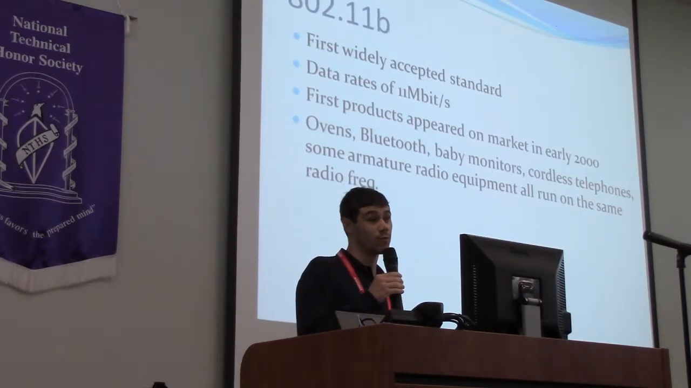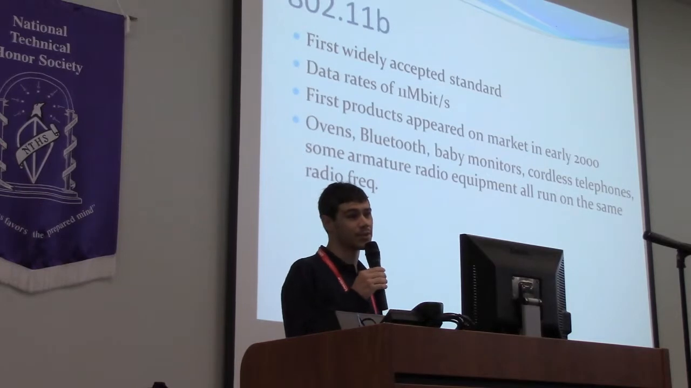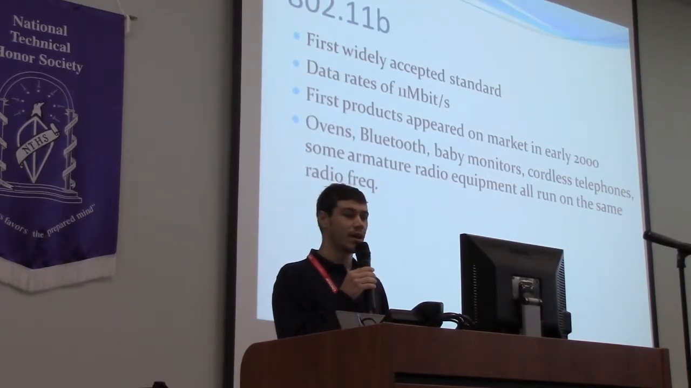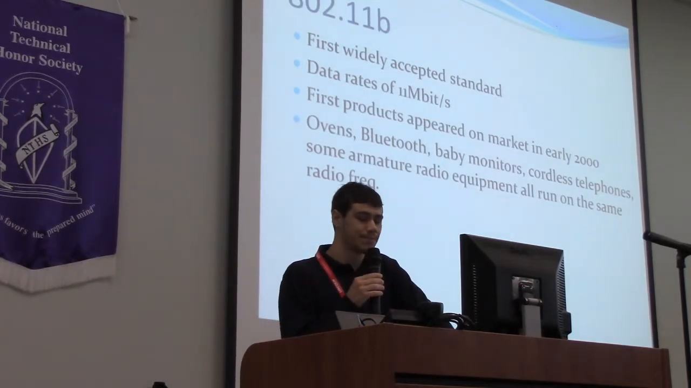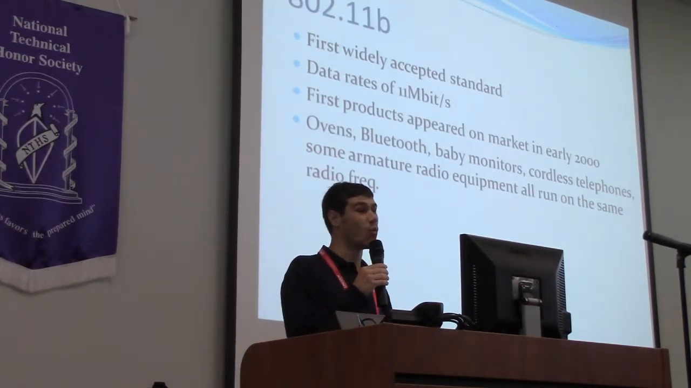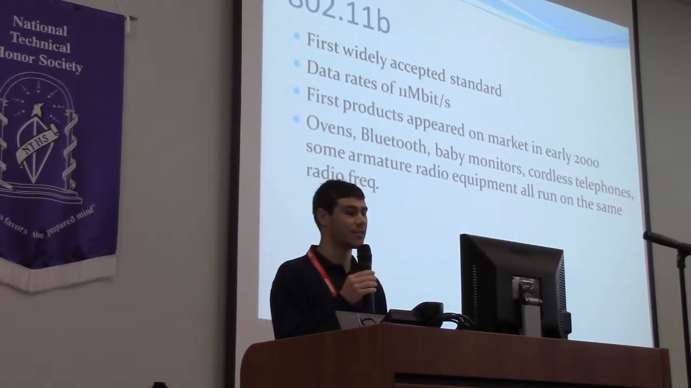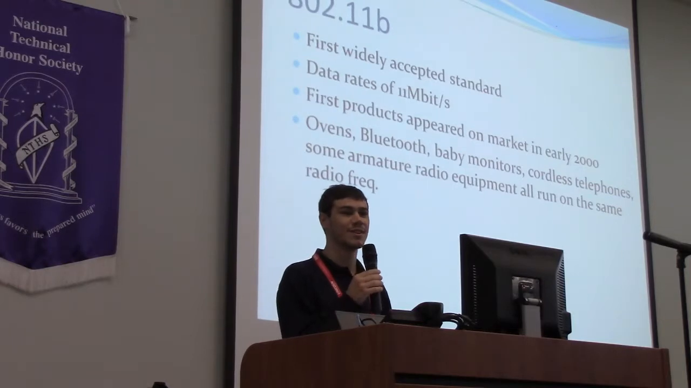802.11b was the first widely accepted standard, and its data rate is only 11 megabits per second. First products on the market appeared in the early 2000s, but it suffers interference from quite a few devices, everything from ovens, baby monitors, cordless telephones. Has anybody ever had this issue?